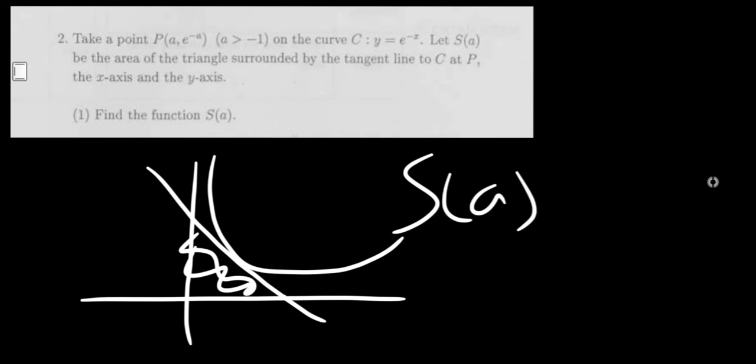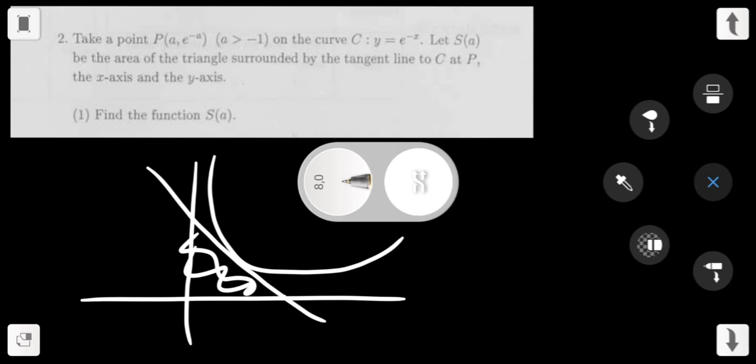Okay, this is what he's telling you. So let's imagine this is the curve, S of A, and this is the point P over here. So this is the line that is tangent, and this is the area that he's talking about. So this is the idea of the question. Now let's go to the math to solve it.